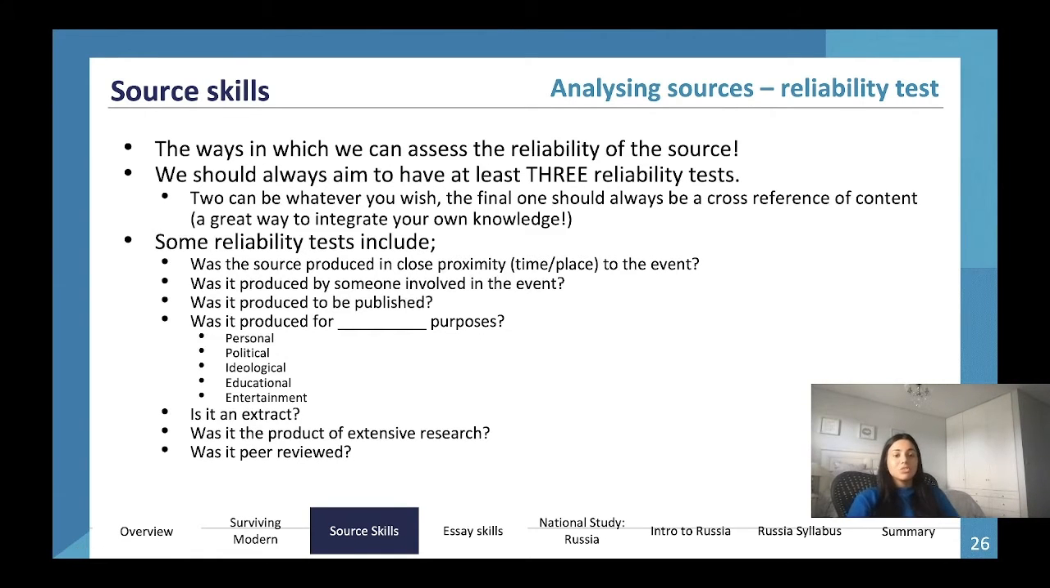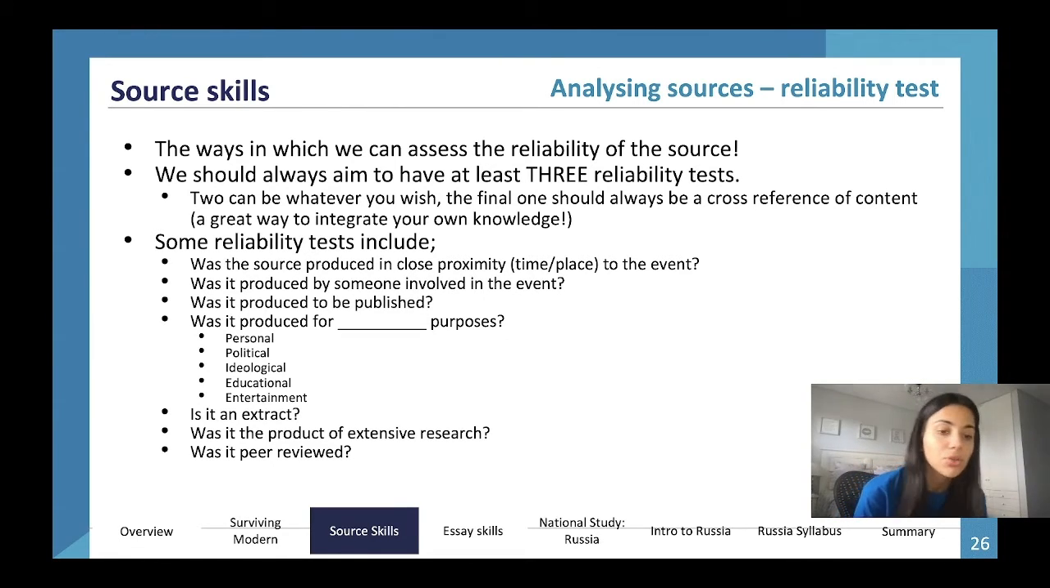So let's look at how we can assess the reliability of the source. And you should always aim to have at least 3 reliability tests, but you can do 2. It's up to you. But the more tests that you can do, the better you test it. I think that these are some questions that you can ask, and when I would look at a source, I was like, okay, if I ask myself these questions, then I could see how reliable it was. So was the source produced in close proximity, time or place to the event? So that's very important. That also judges whether it's a primary or secondary source. Going back to year 7 history, guys. Was it produced by someone involved in the event? Was it produced to be published?